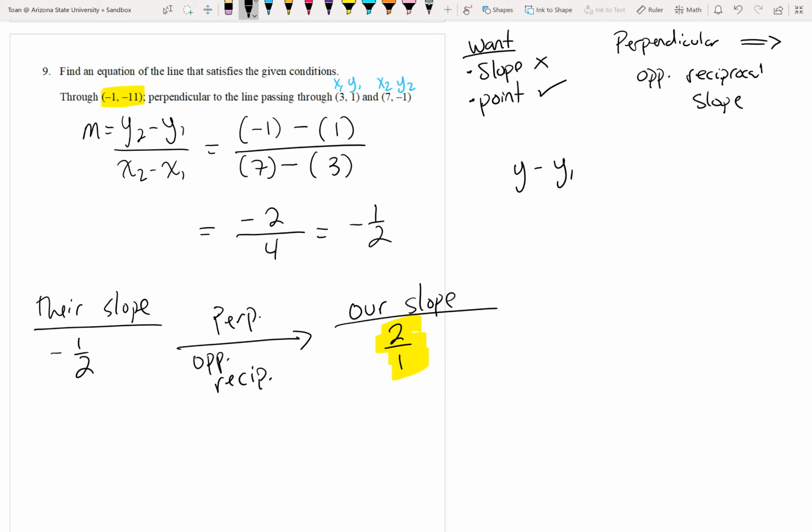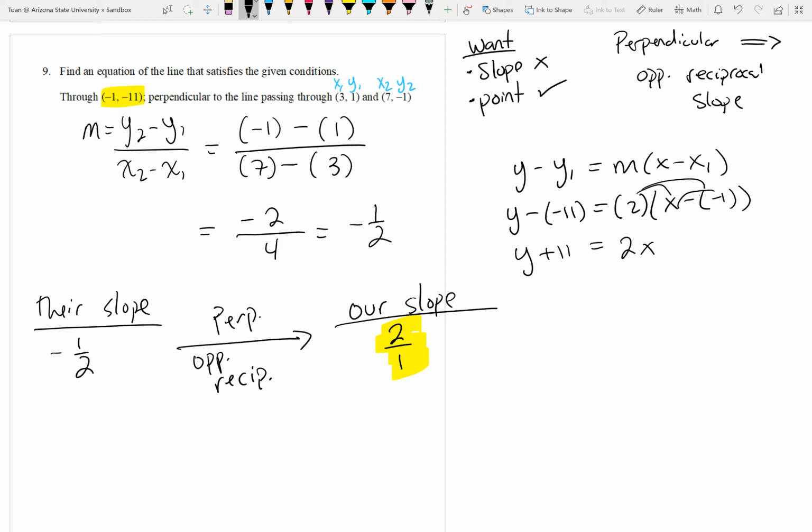Y minus y sub 1 equals m times x minus x sub 1. If you want to use y equals mx plus b, you should get the same answer in the end. So y minus the y variable of my point, -11, equals my slope, a positive 2, times x minus my x variable of my point, -1. You got minus a negative here, so that's y plus 11 equals, distribute, 2 times x is 2x. And then right here we have a minus a negative, so that becomes a positive 1. So 2 times a positive 1 is a positive 2. You minus 11 on both sides, and you get y equals 2x minus 9. That should have been the equation.